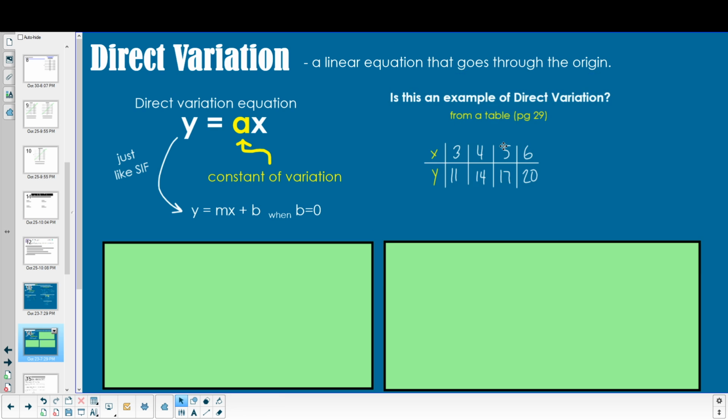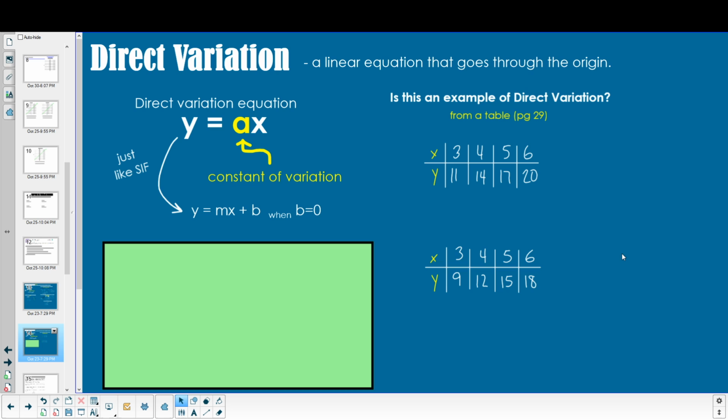Let's go ahead and check out the tables on page 29. Now one of them, this one is already solved for you. This one right here is not. We're going to go ahead and do both of them. So there is one important thing that I want to add for us to know that's going to help us with these problems.